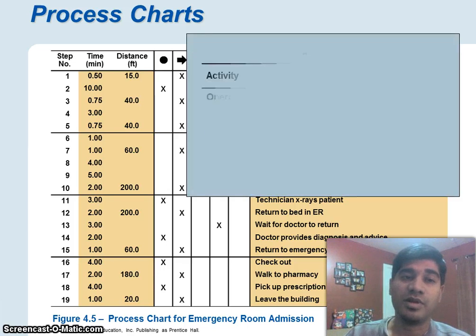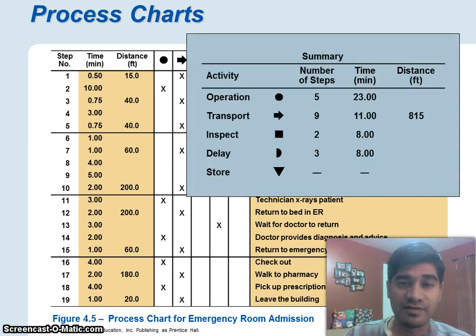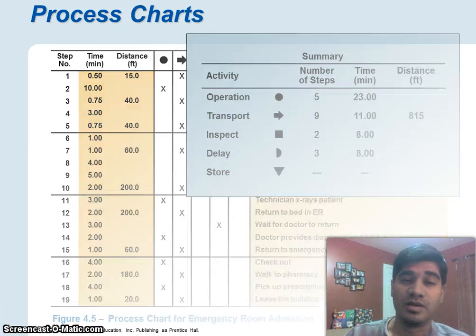And then here's a summary of all the different activities in which you have operation, which has 5 steps, takes about 23 minutes, transportation is 9 steps, 11 minutes, and so on. And as you can see, inspect and delay, which are supposed to be the non-value-added activities, take up a significant amount of time, but at the same time, they don't add any value. So this can be a beginning step of a process analysis to see if the inspect and the delay can be reduced in any way.